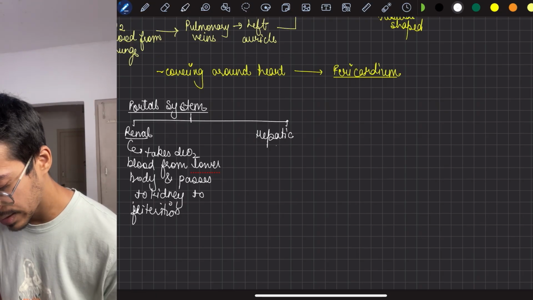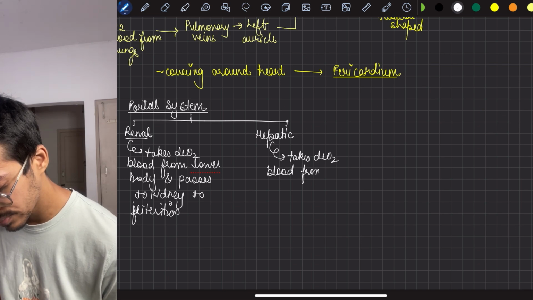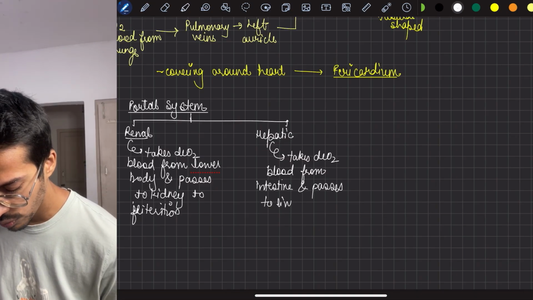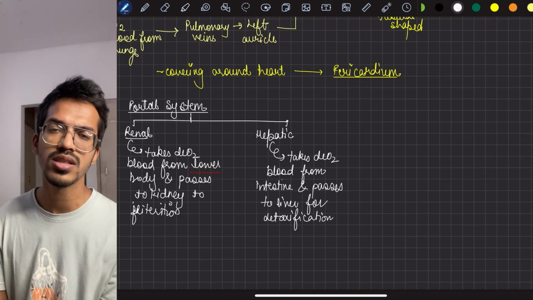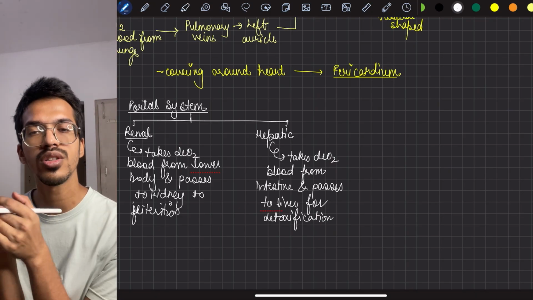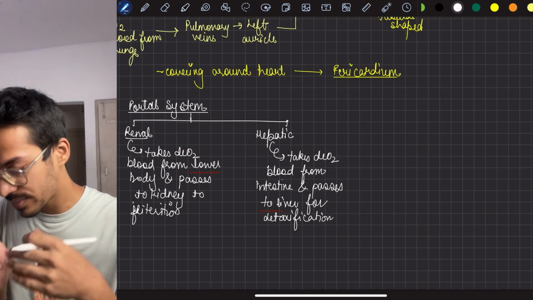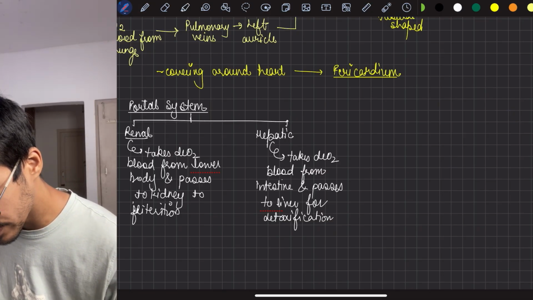Whereas the hepatic portal system takes deoxygenated blood from the intestine and passes it to the liver for detoxification. It's just that these systems are there. The circulatory system is there, and the portal system is also working on toxic substances: from the lower body they go directly to the kidney, and from the hepatic system it goes to the liver. So that work is distributed a little bit.